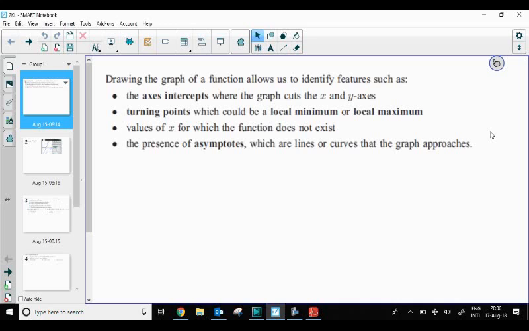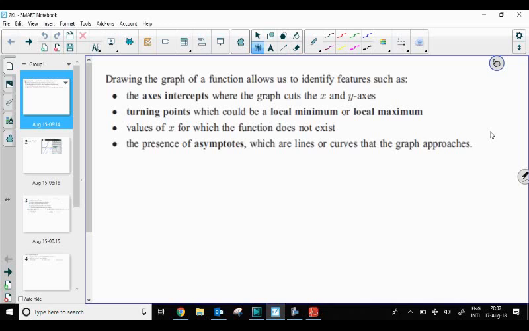We need to have the axes intercepts, both x and y, if they exist. We need to have any turning points, which could be a max or a min. For us, for right now, that's probably only going to be with parabolas. Later on in the course, we'll be able to use calculus to find maxes and mins for other complicated functions by hand. Otherwise, we'll be using technology to find them for now.